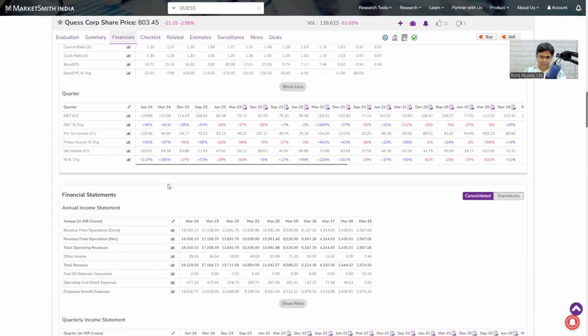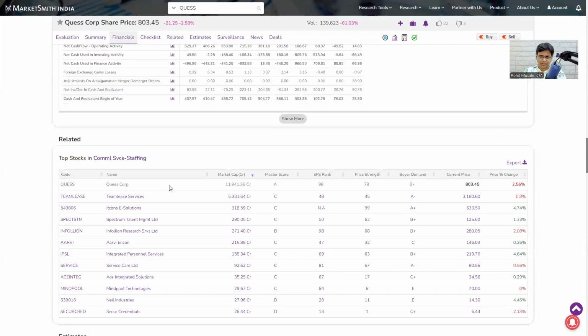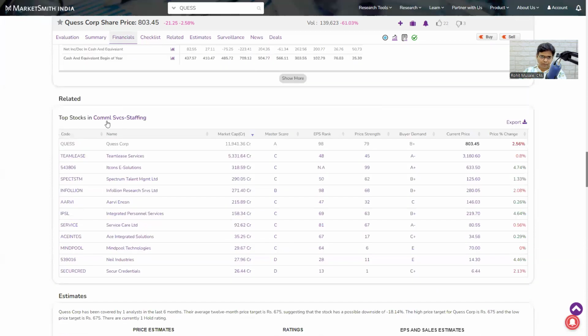So financials, ratios, financial statements. Then within the commercial services staffing industry group, what are other companies in the market? So these are the peers, and how does this company compare against the peers? As you can see, this is a market leader. It's a top. You click here by market cap. It's a top company by market value. So this is a market leader within the sector.